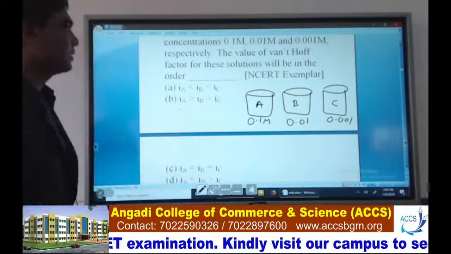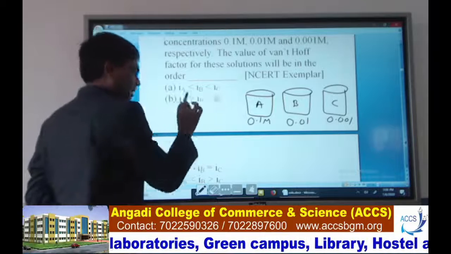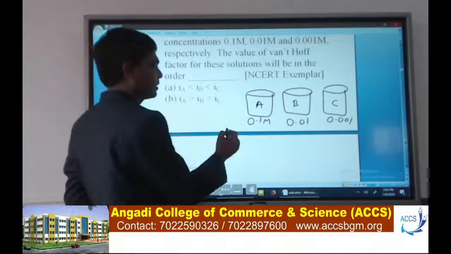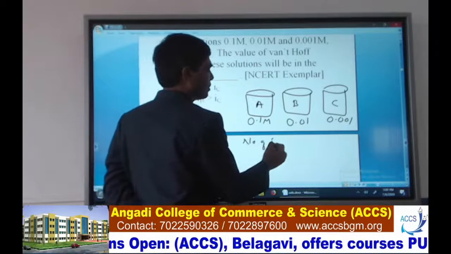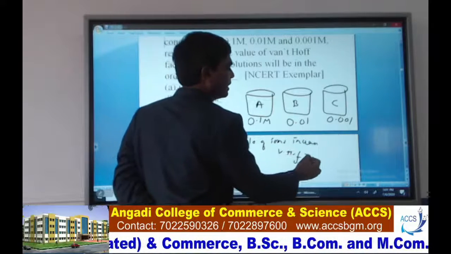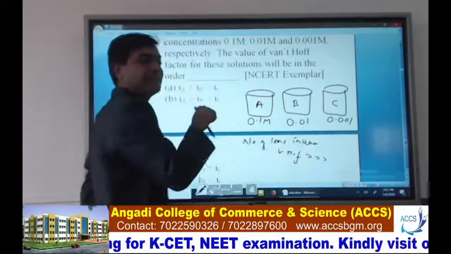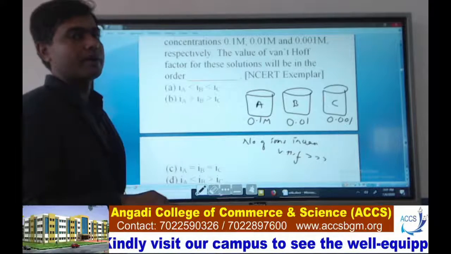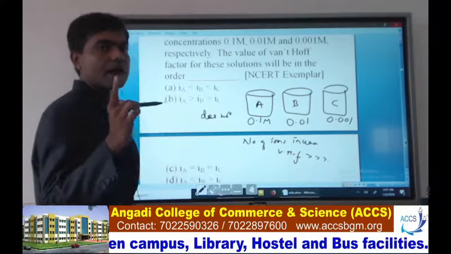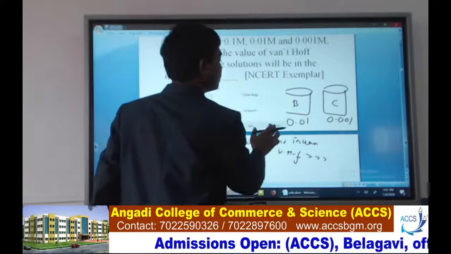Okay, all are NaCl. Now you should tell the Van 't Hoff factor of all: are less than, all are greater than, all are equal, all are variable. We know that as the number of ions increases, the Van 't Hoff factor increases. But if the concentration goes on increasing or decreasing, it will not affect the Van 't Hoff factor because it does not depend on the concentration. Hence the answer for this question is iA is equal to iB is equal to iC.